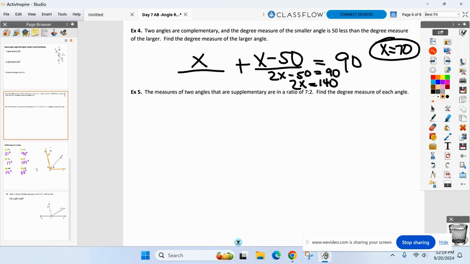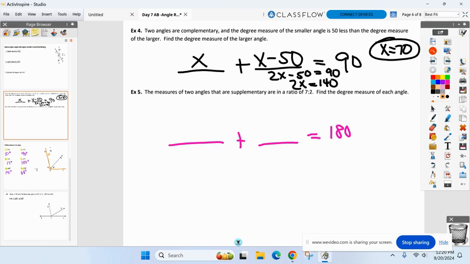All right. 7:2. 2 angles are supplementary, meaning? They add to 180. Yep, 2 angles that add to 180.